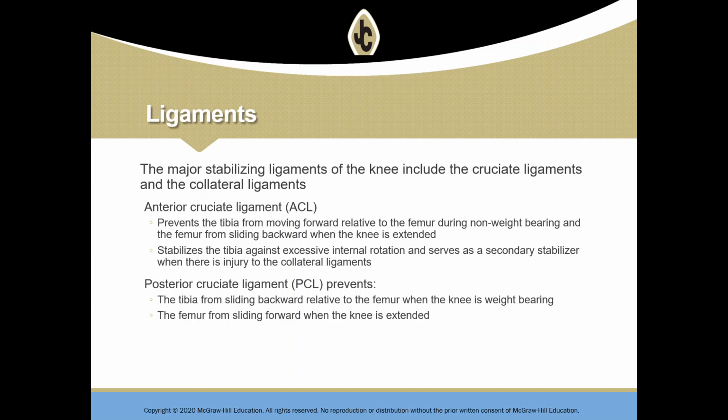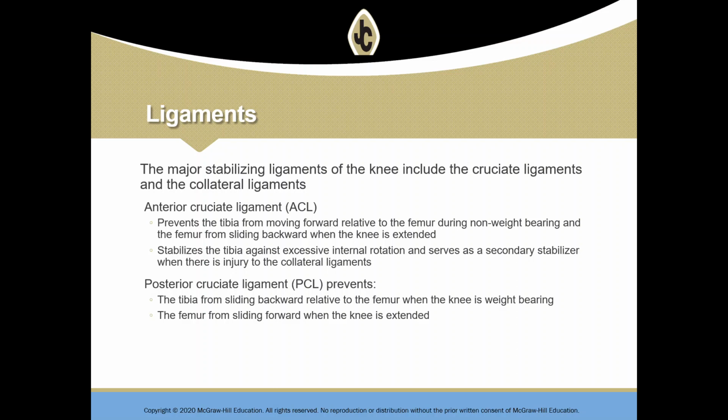Posterior cruciate is not as easily torn, okay? When you hear the word cruciate, that kind of means cross. So these ligaments cross each other in the joint, and I'll show you a picture of that later, where they particularly are. But anterior, we always talk about that as being in the front, posterior in the back.